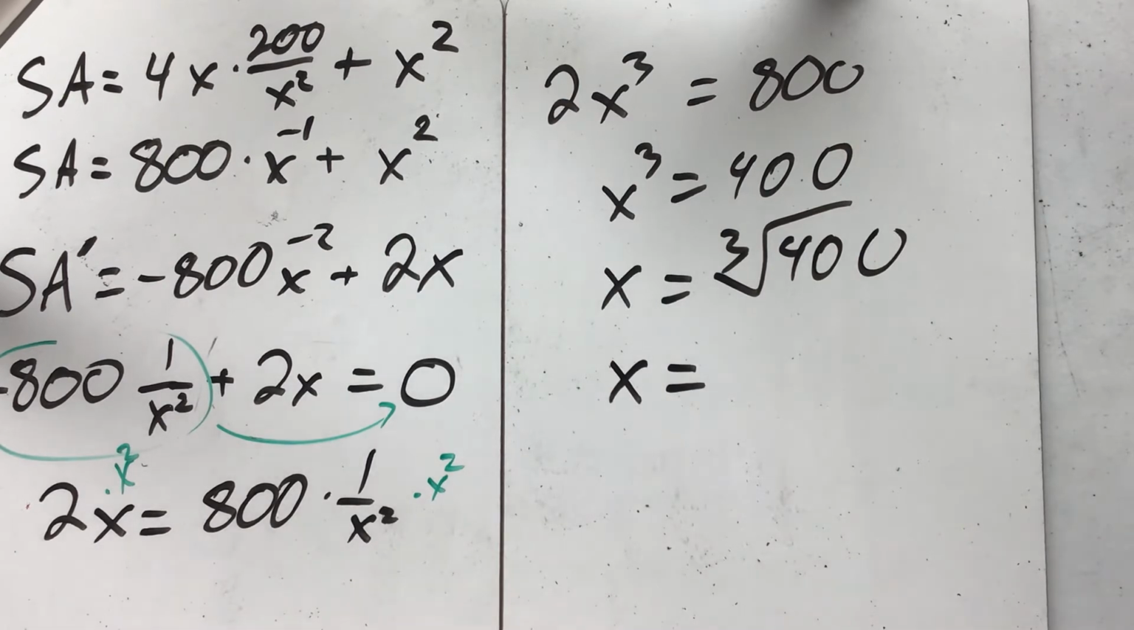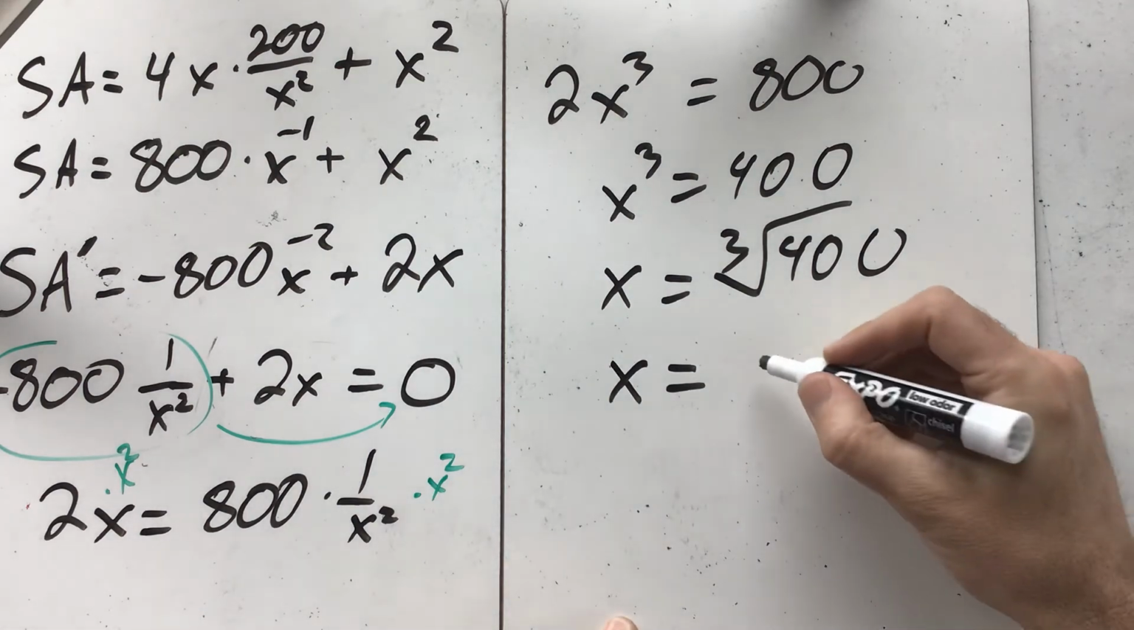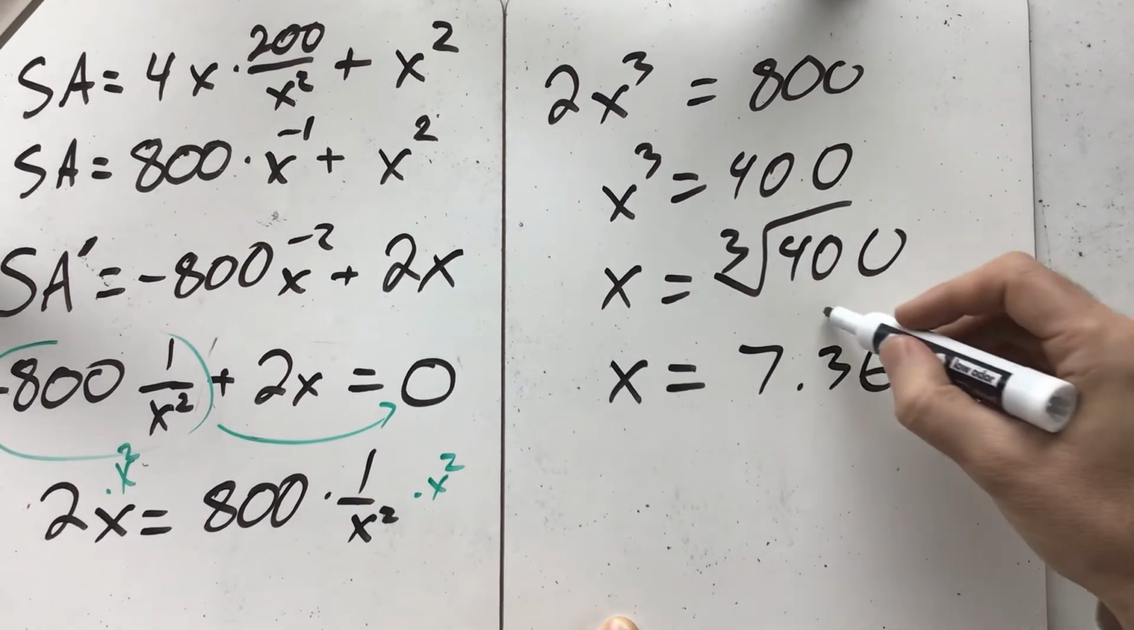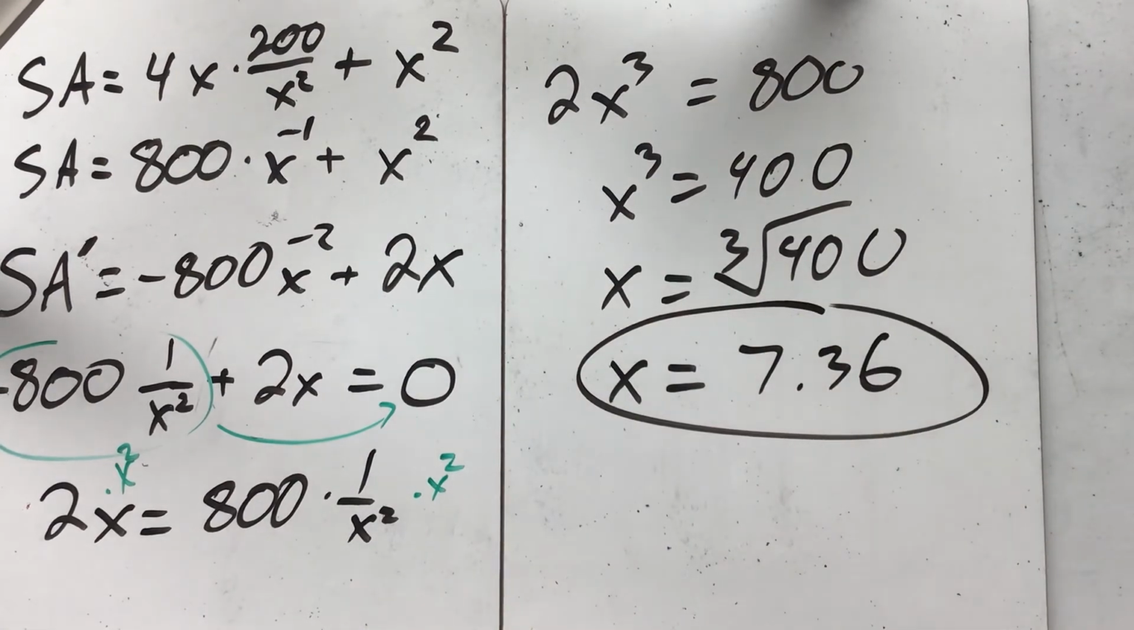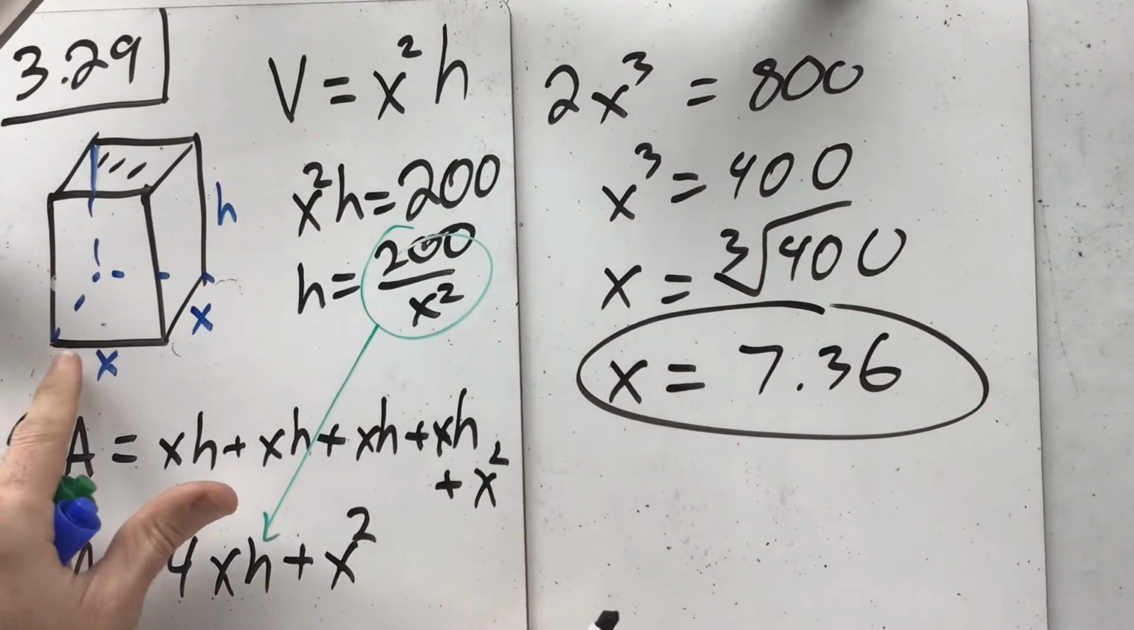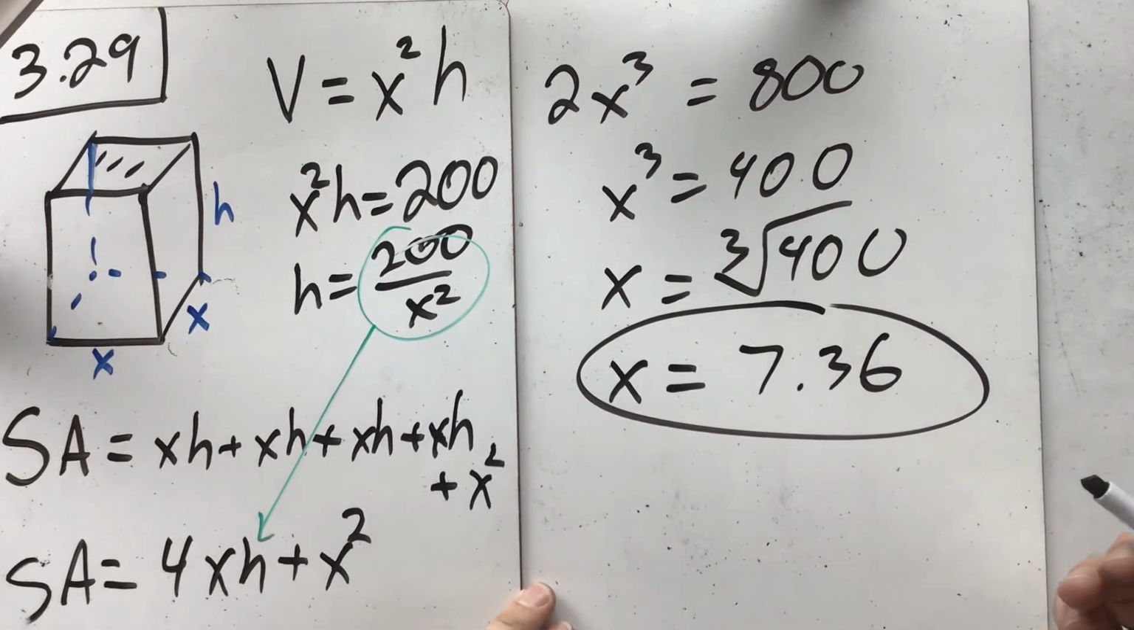I could circle that. Why don't I just type it in and see what that is as a number, just because I'm curious. So that's 7.36. X is 7.36. So that's what I want. If I come over and look at my problem, that's what I want the base of my square to be. I could also find h.